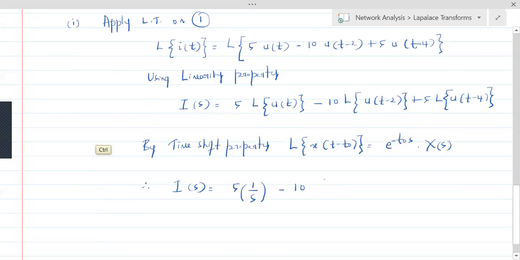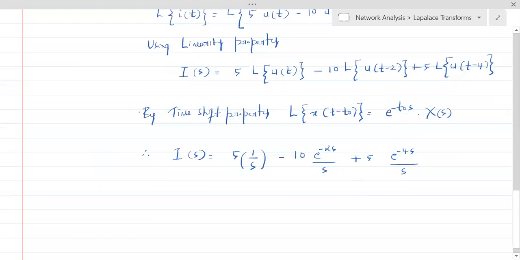This is the Laplace transform of x of t. What is x of t here? X of t is u of t. So the Laplace transform of u of t is 1 by s. And since it is minus 2, we need e power minus 2s divided by s. Similarly plus 5 e power minus 4s by s. This is what we get on applying the Laplace transform on I of t.